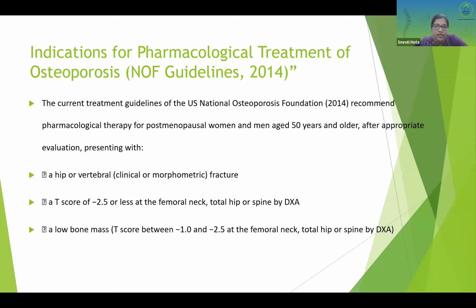A low bone mass is defined as a T-score between -1 and -2.5 at the femoral neck, total hip or spine by DEXA. These guidelines emphasize the importance of combining fracture history and bone density measurements to identify the patient who will benefit most from the treatment.